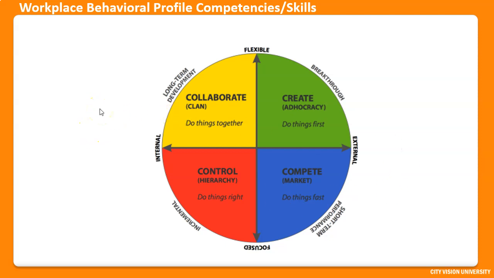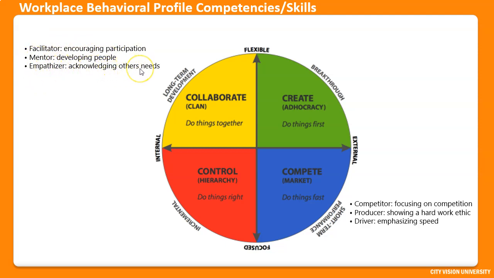And they have 3 in each quadrant. So the facilitator, encouraging participation; the mentor, develops people; the empathizer, acknowledges others' needs. And then the competing is the competitor, focus on competition; producer, showing a hard work ethic; the driver, emphasizing speed. And you can imagine how these might be competing. A manager that is the driver might be different than a manager that is the empathizer.